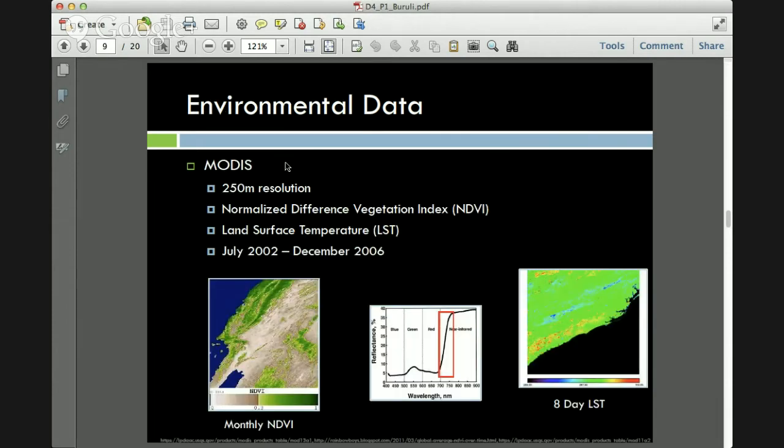For environmental data, we decided to use the MODIS NDVI and land surface temperature data at a 250 meter resolution. The NDVI is basically a measurement of greenness in the environment in vegetation, but it can also be used as a proxy for soil moisture. And so that was our interest in this product for this analysis. These data were acquired from July 2002 to December 2006. And this was because July 2002 was the earliest that the data was available.